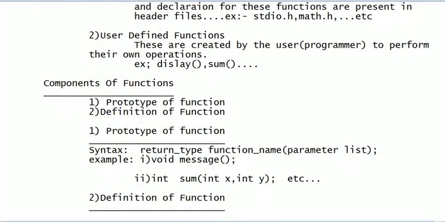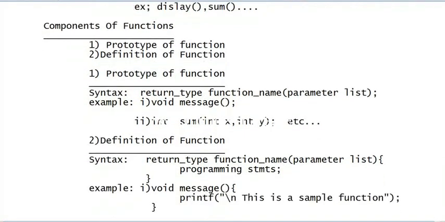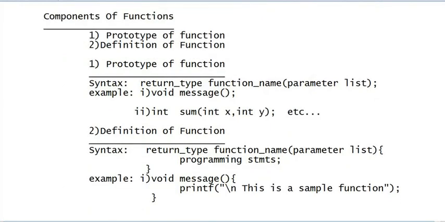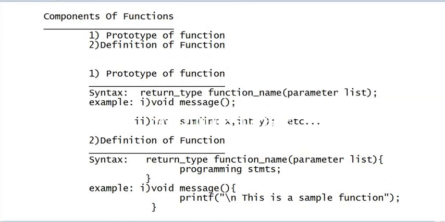Generally, to write a function, a function has three types of components. They are the function prototype, the definition of the function, and the third one is the function call. The first one is the prototype of the function. This is the main thing when writing functions.